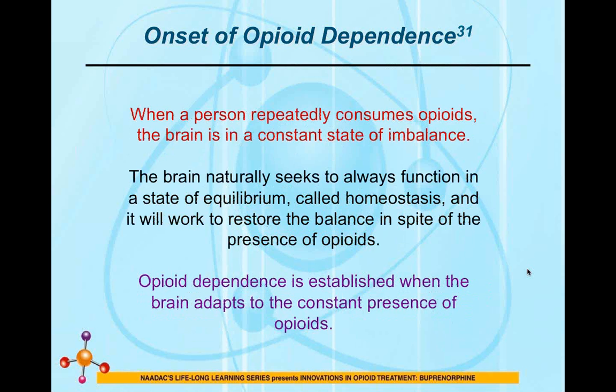And the brain will not tolerate being in a constant state of imbalance. And that balance, that equilibrium, again, that word is homeostasis. And so it's naturally always going to find a way to get back to homeostasis, even if that means it has to adapt itself to the constant presence of opioids. And that is exactly the moment that opioid dependence sets in, when those changes in the brain start to happen, because the brain is so used to having opioids on board, it's going to change itself so it can function normally when opioids are on board all the time.